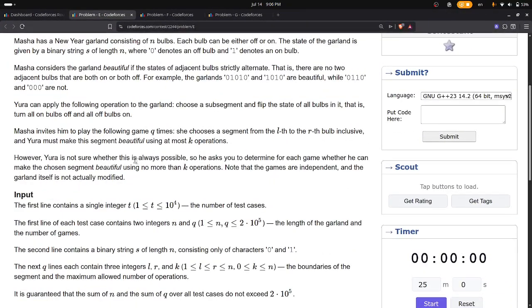So Masha considers the garland beautiful if the states of adjacent bulbs strictly alternate. That is, there are no two adjacent bulbs that are both on or off. For example, the garlands 0 1 0 1 0 and 1 0 1 0 are beautiful, while 0 1 1 0 and 0 0 0 are not. Here you can apply the following operation to the garland: choose a subsegment and flip the state of all bulbs in it.